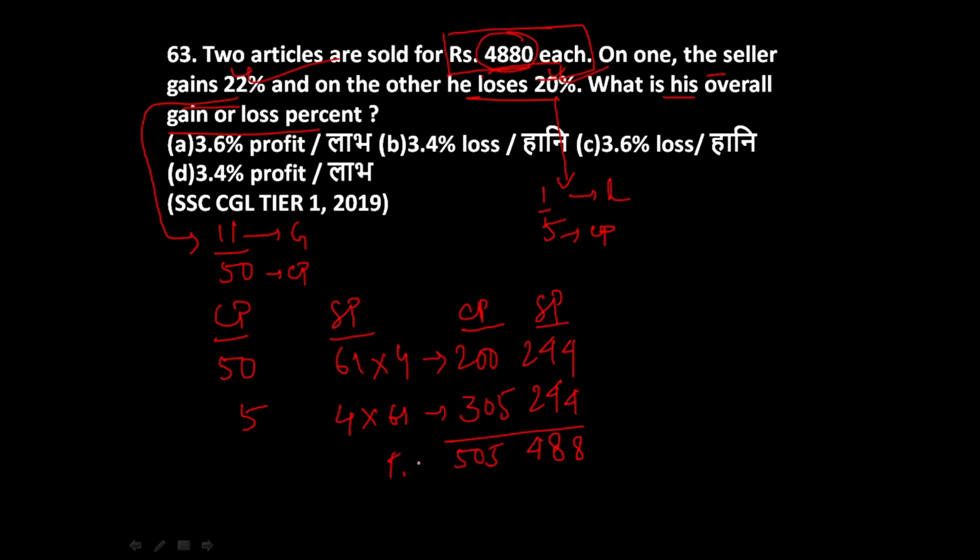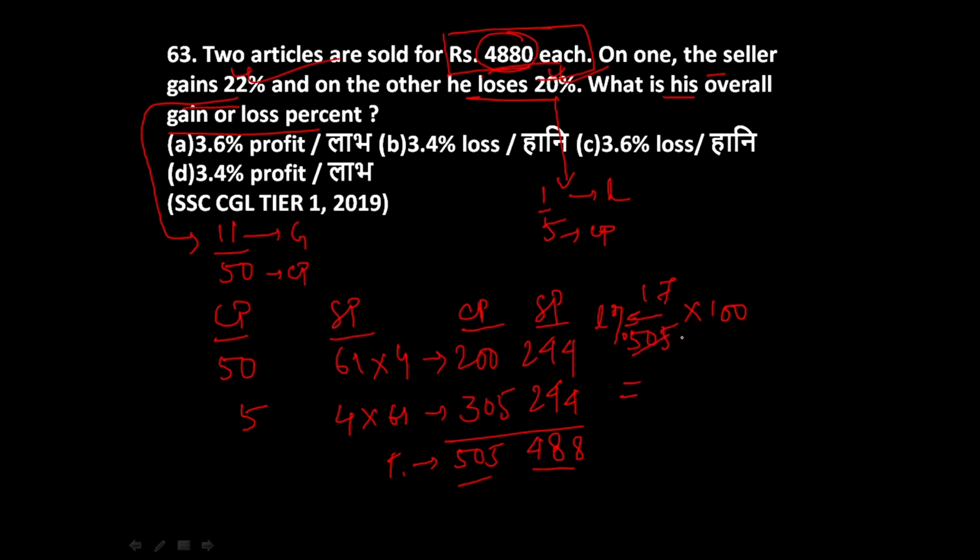So is it a profit or a loss? SP is 488 and CP is 505. It's a loss. It's clearly a loss. So what is the loss percentage? The amount of loss is 17 upon 505 into 100. That is the loss percentage.